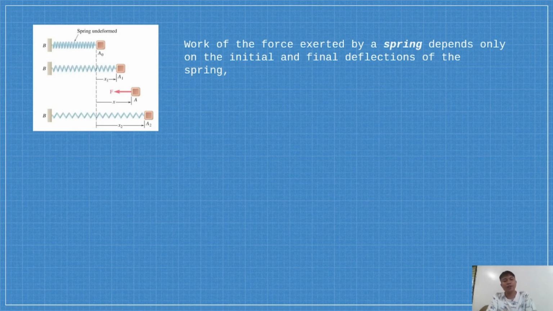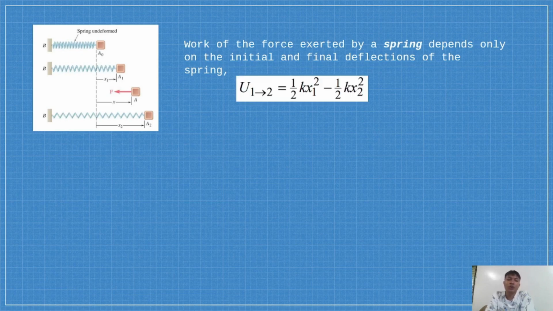And also the work of the force exerted by the spring depends only on the initial and final deflection of the spring. So we denote that U from 1 to 2, that's the movement, is equal to 1/2 k x1 squared minus 1/2 k x2 squared.